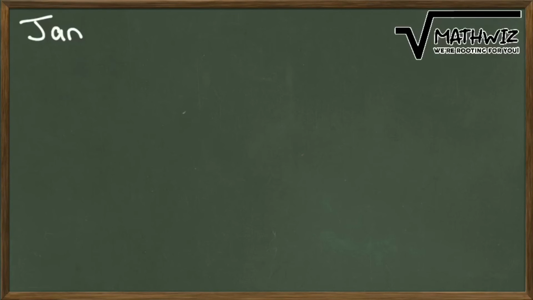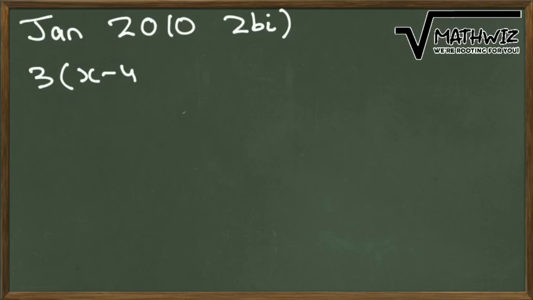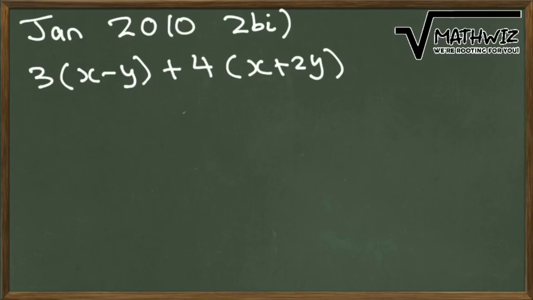All right, perfect. So we have January 2010 question 2bi, which reads 3 open bracket x minus y close bracket plus 4 open bracket x plus 2y close bracket. All right, so the first thing, we group the first two so that we can see that expansion clearly. And then we group the second two. Please note, I'm making note of the sign, just like with the previous question, the minus 3 that was on the outside, I also took up the minus 3.